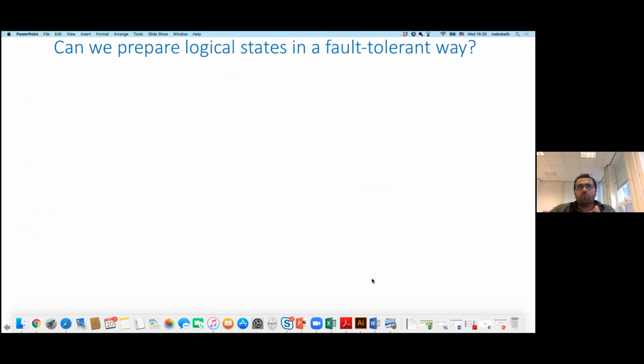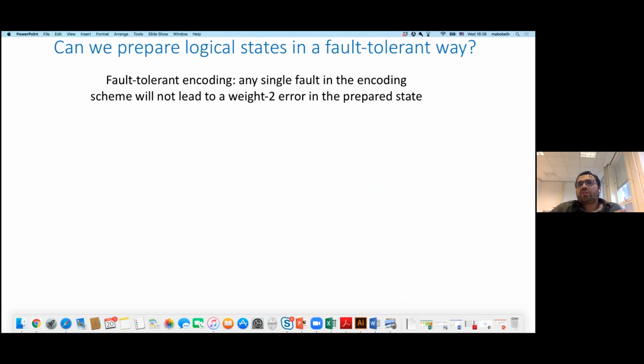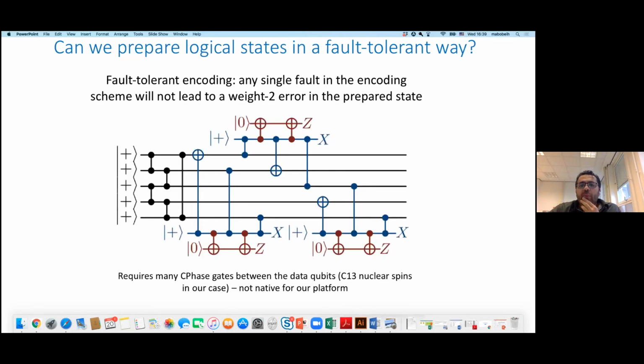Now I will move into how to do logical state preparation. So the first question is, can we prepare the logical state in a fault-tolerant way? Fault-tolerant encoding or preparation means that any single fault in the encoding scheme will not lead to a non-trivial weight-2 error in the prepared state. So basically, any single fault will not lead to a logical error. In their paper, the one that I just showed, Chao and Reichardt introduced this scheme for fault-tolerant state preparation.